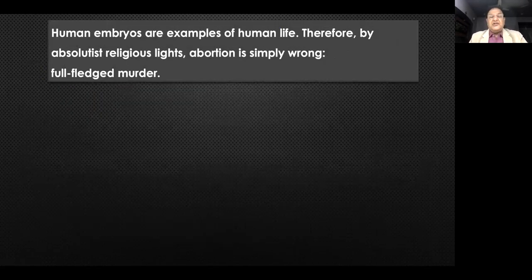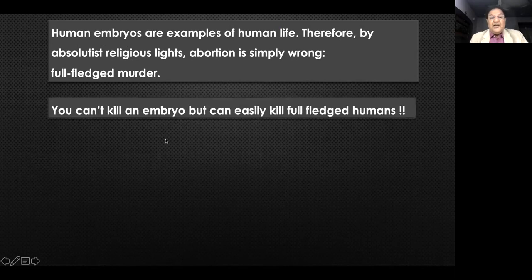Let's go further. Now he talks about why all religions are against abortion, and the argument given is that all human embryos are examples of human life. Thereby, on an absolute religious view, abortion is simply wrong because it is full-fledged murder. The embryo is alive, it's a live human being, how can you kill it? Now he is not in favor of abortion, but his argument is that you can't kill an embryo because it is a live human, yet you can easily kill full-fledged humans just because you think their behavior was wrong. So what kind of religion are we talking about?